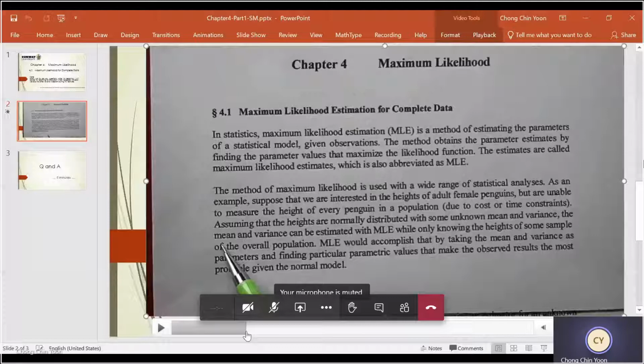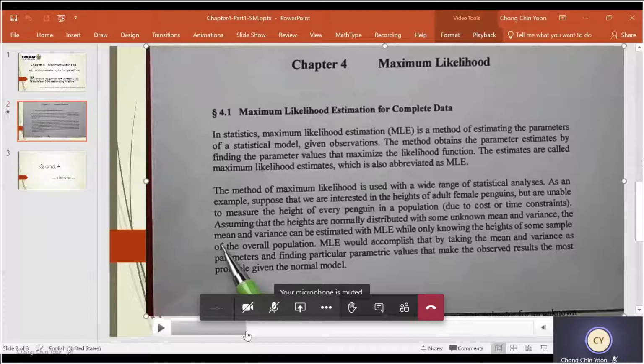Firstly, we consider the individual data. Maximum likelihood is a relatively simple method of constructing an estimator for an unknown parameter theta in a parametric model. In order to define the maximum likelihood estimator, we start with the following notation.